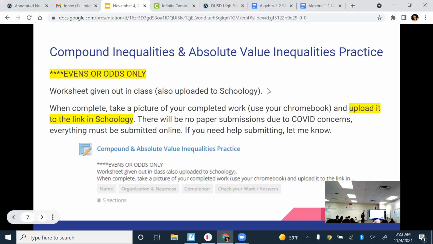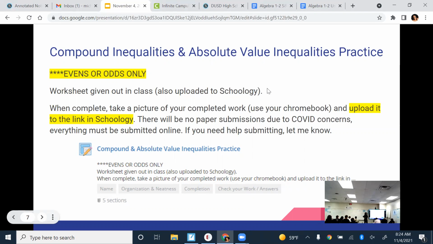The practice, though, covers regular inequalities, compound inequalities, and absolute value inequalities. So I think it's good practice for the test, because the test doesn't say, hey, answer this compound inequality. It just shows it to you, so you have to know what that means. All right, it's just evens or odds on it. So star which ones you're doing, just evens or odds.